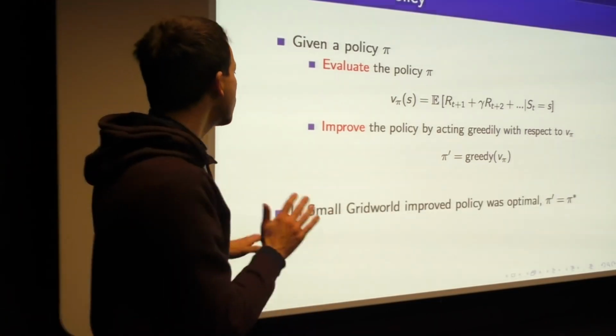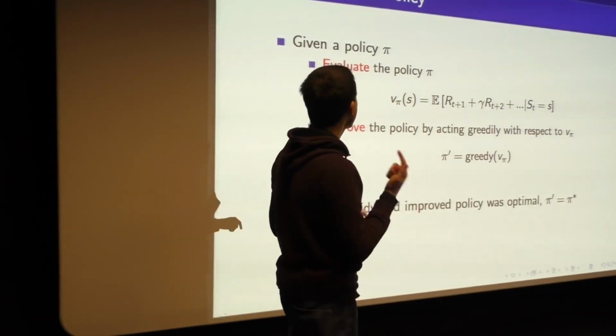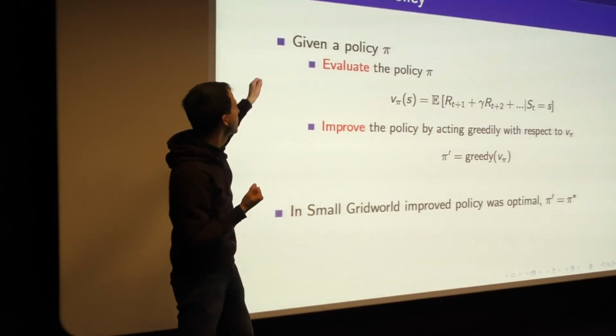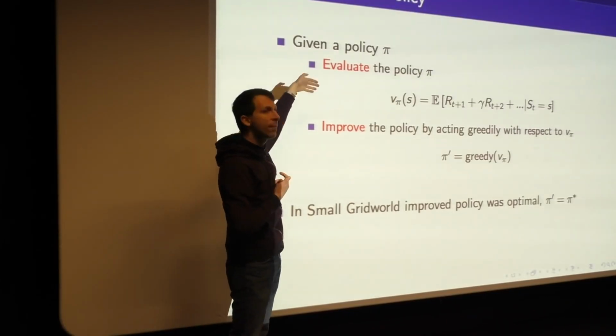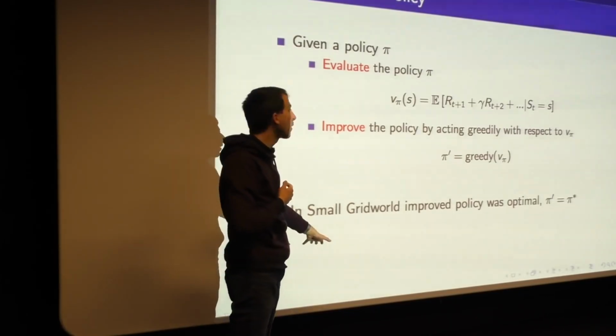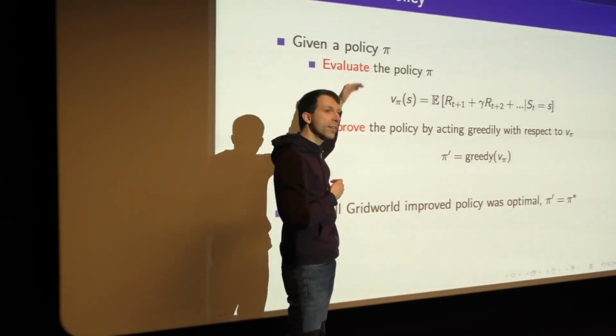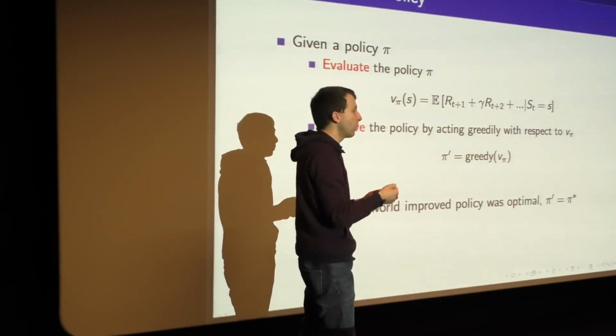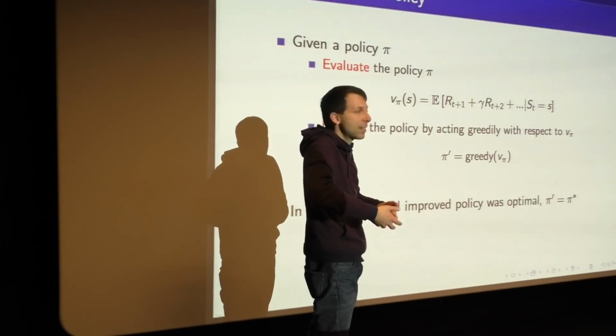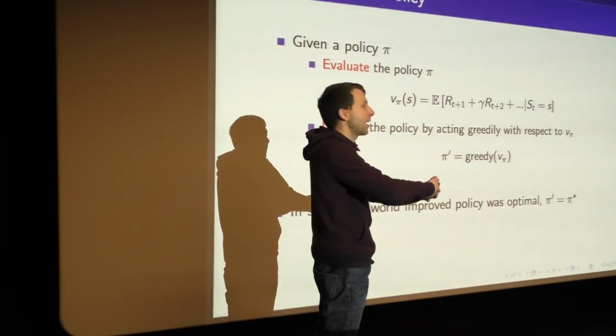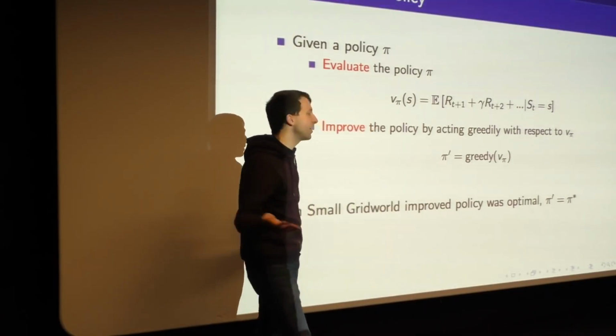Okay. So in the small grid world, we just did this once. We started with the uniform random policy. We evaluated that policy once. That was the left-hand column, and we improved the policy once. That was the right-hand column. We looked at what would happen if we took that value function we ended up with and then acted greedily with respect to that. And in the small grid world, that was enough.